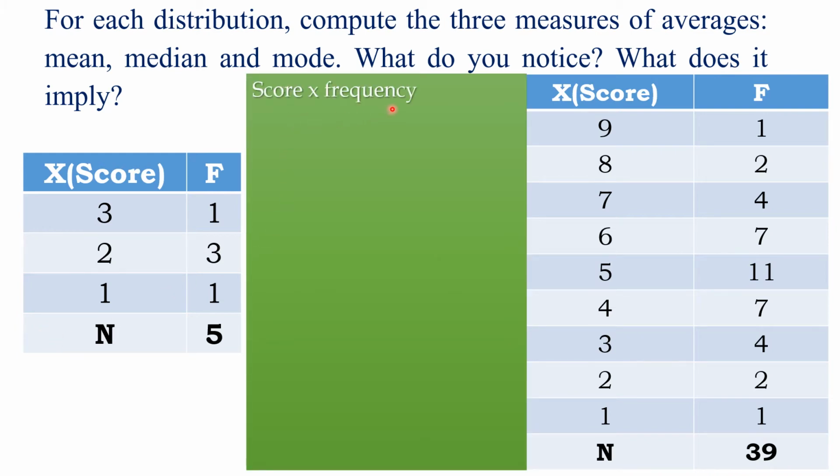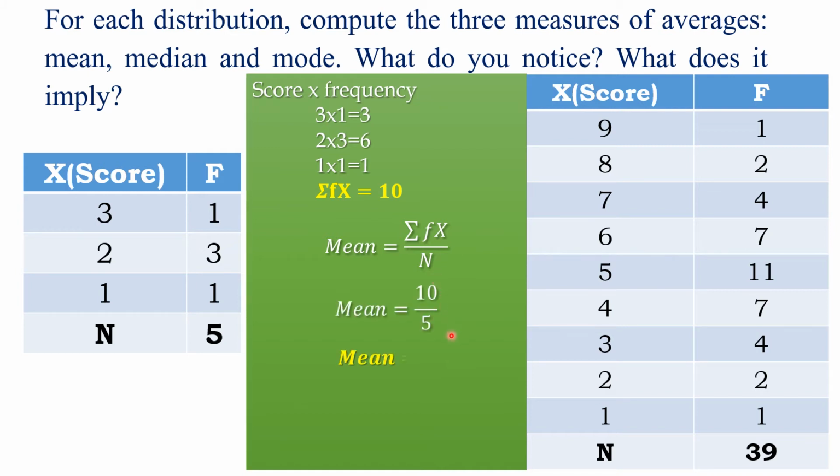For the first table, in computing for its mean, the first step is to multiply the score to its frequency. That is 3 times 1, 2 times 3, and 1 times 1. Then add them up. That is summation of f of x, that is equal to 10. Then to compute for the value of the mean, the formula is summation of f of x divided by N, where N, the capital letter N, is the total number of frequency or the total number of population. Then by substitution, we have 10 divided by 5, that is equal to 2. That is now the value of the mean.